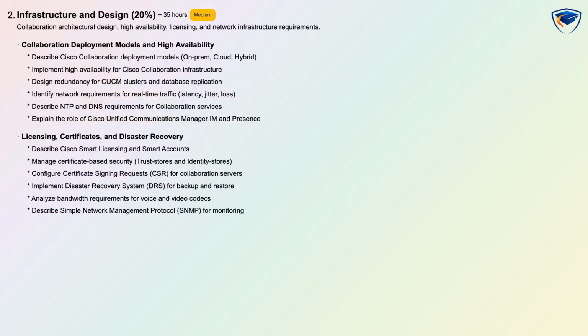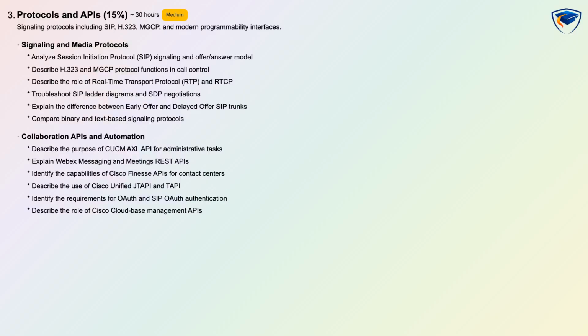The domain includes licensing with Cisco Smart Licensing, certificate management and CSRs, disaster recovery system procedures, bandwidth analysis for codecs, and SNMP monitoring. Protocols and APIs makes up 15% and is medium difficulty with approximately 30 hours of study and conceptual scenario tests. You will analyze SIP signaling and the offer-answer model, understand H323 and MGCP roles, and study RTP and RTCP behavior for media.